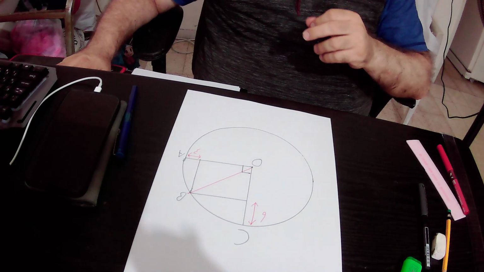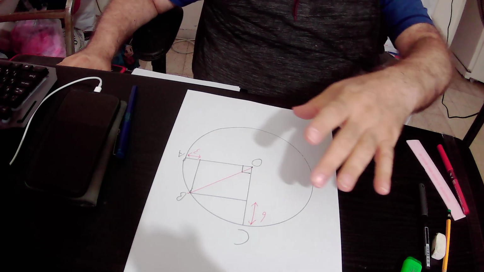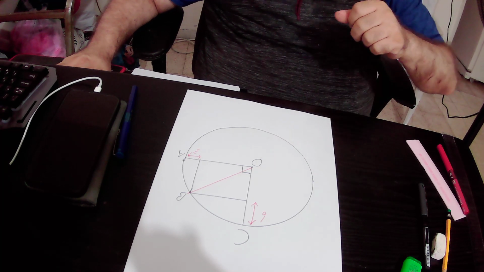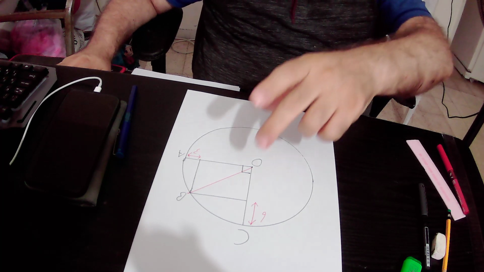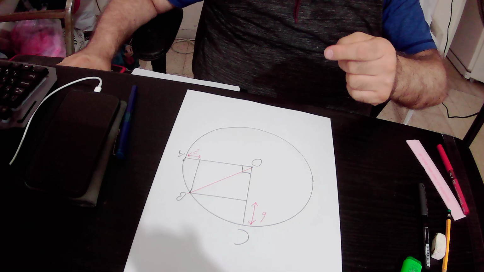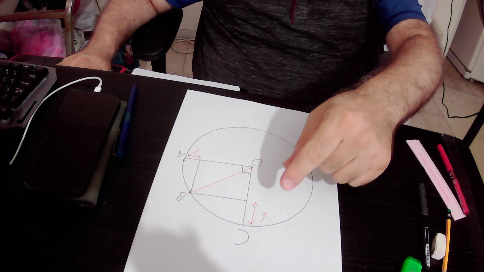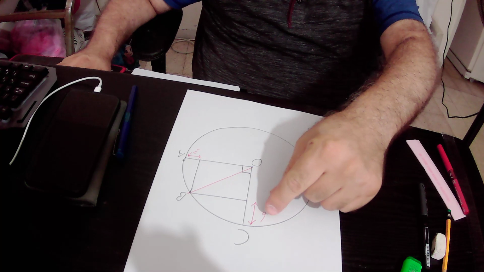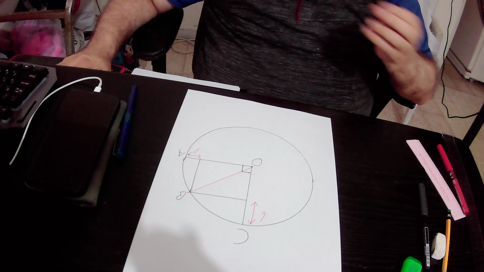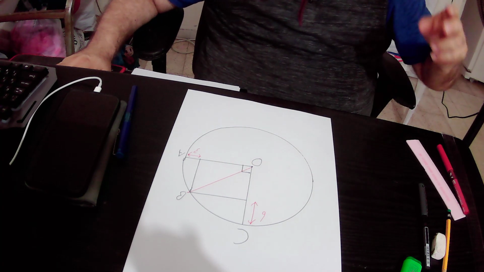Hello, in this lecture we will find the radius of a circle. In the drawing we have a circle and the center of this circle is at point O. Inside the circle we have a rectangle, and also this line segment equals 6 units and this line segment equals 3 units. And we want to find out the radius of this circle.